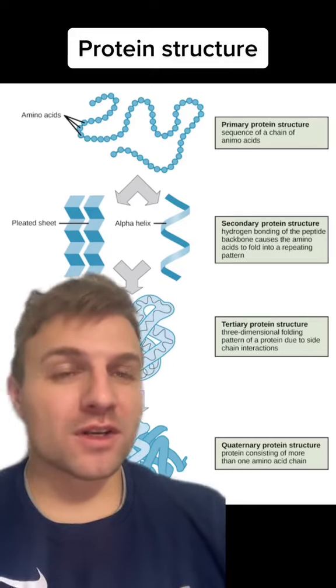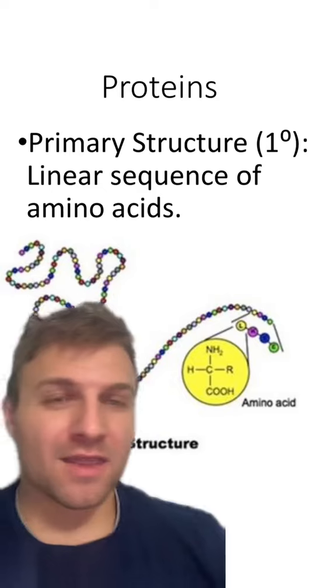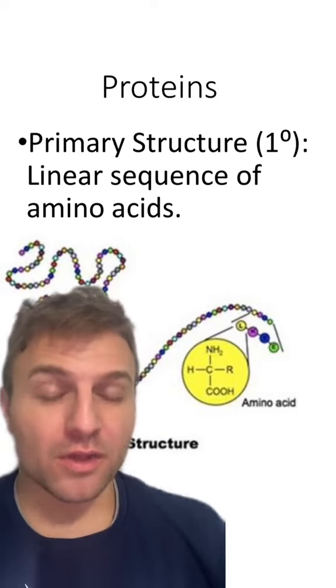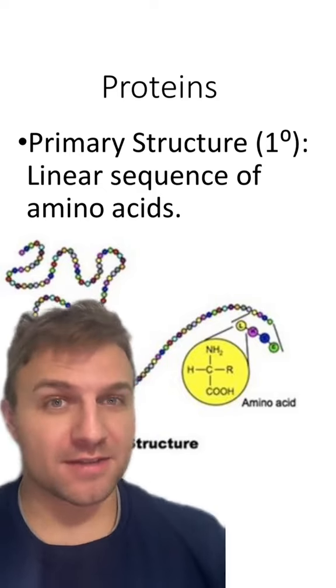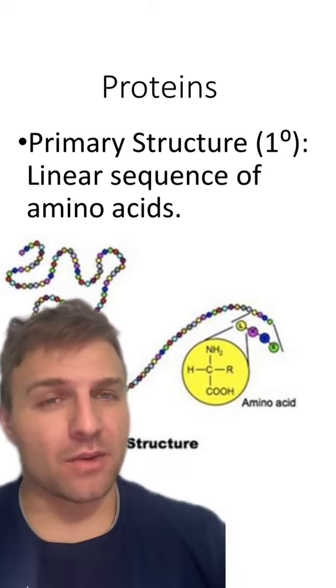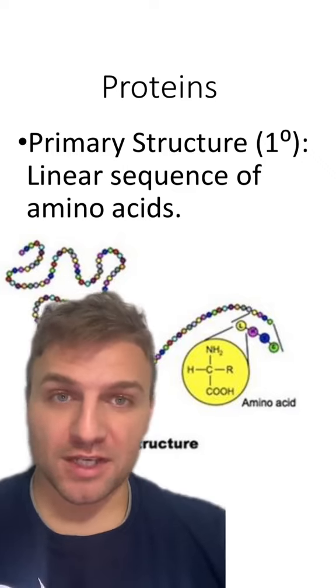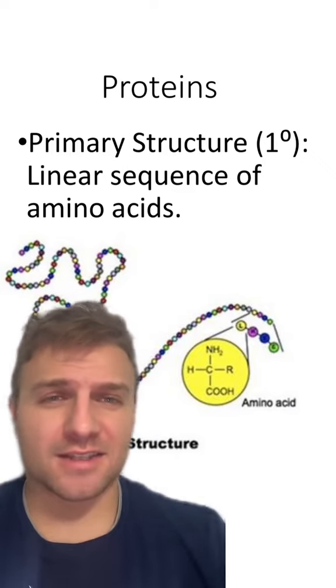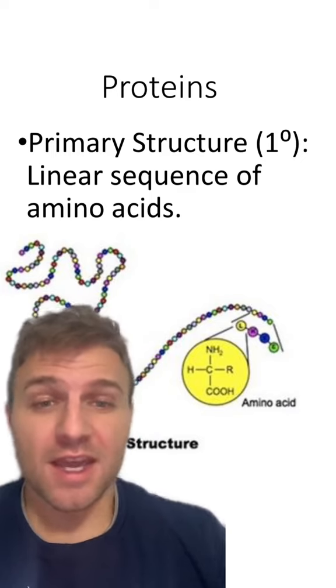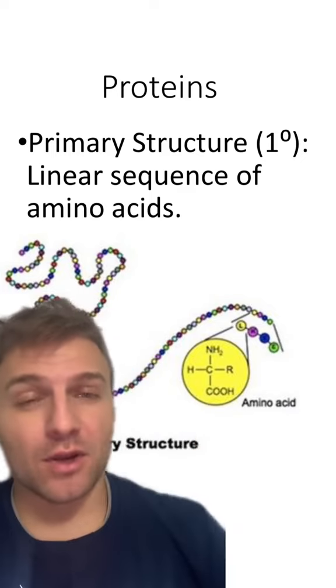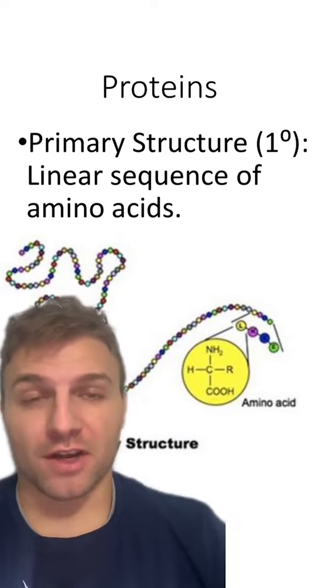Let's learn about the 4 different levels of protein structure. The first level, or primary level, is the linear sequence of amino acids. Remember that proteins are made of amino acids, and the sequence of amino acids is going to determine the shape of the protein. So just like the letters in a sentence will determine what the sentence means, the amino acid sequence in a protein will determine the structure and function of a protein.